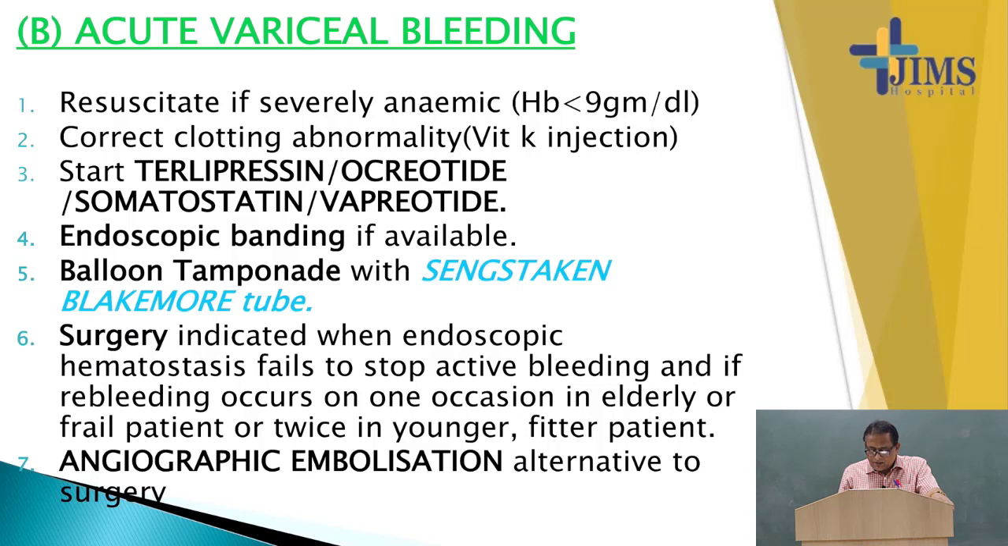The first step is to resuscitate. If severely anemic, then you give blood, correct clotting abnormalities. That's why vitamin K injection is to be given, and pharmacological therapy, terlipressin and octreotide. These are the two drugs, somatostatin analogues, that will reduce the portal venous pressure and thereby will reduce the variceal bleed. So these drugs are to be given, and endoscopic therapy is also important.